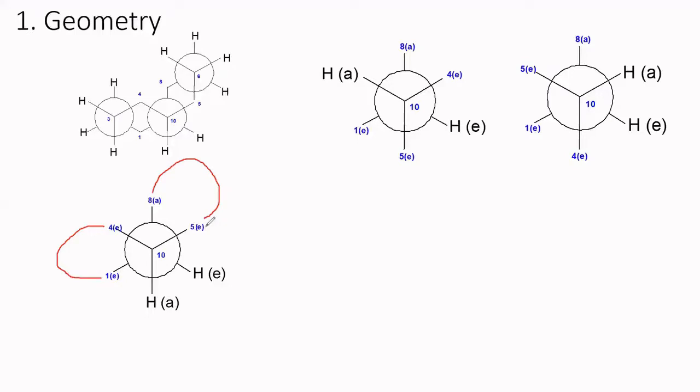In transdecalin, the fusion is equatorial. In transdecalin, when it undergoes the ring inversion, the equatorial changes to axial, which causes the strain in the ring.